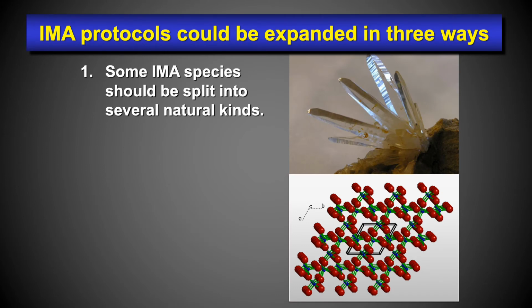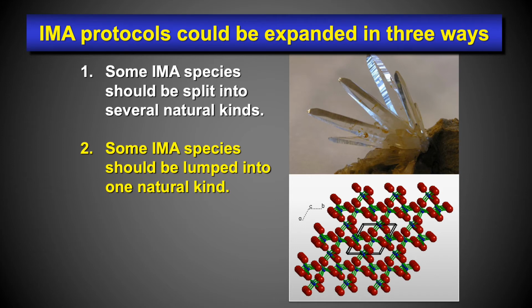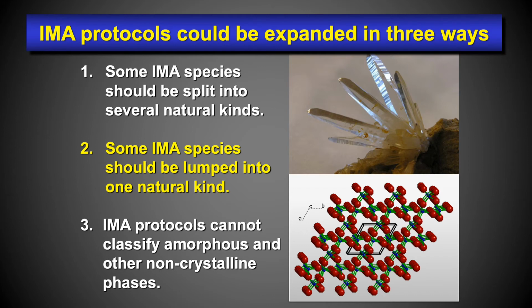In some cases, we're going to split minerals into several different natural kinds, and in others we're going to lump them into one natural kind. We're also going to recognize and embrace the amorphous and non-crystalline phases, which are so important in geology, but simply can't be handled by IMA because they don't have a well-defined structure and composition.